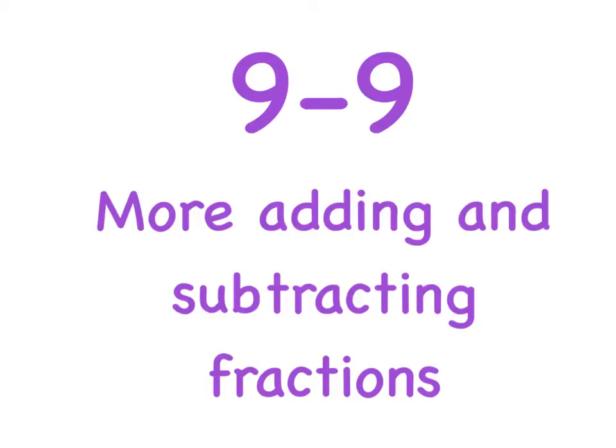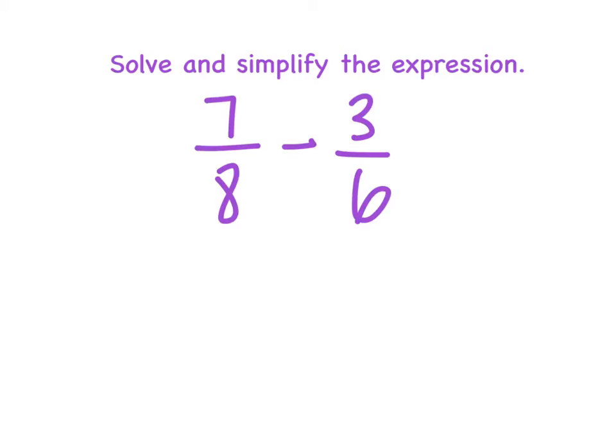In this video, I'll be talking about 9-9, which is more practice with adding and subtracting fractions. Let's start off with a simple problem. 7/8 minus 3/6. When we are adding or subtracting fractions, our first step is to find a common denominator. So, I know that a common multiple of 8 and 6 is 24.